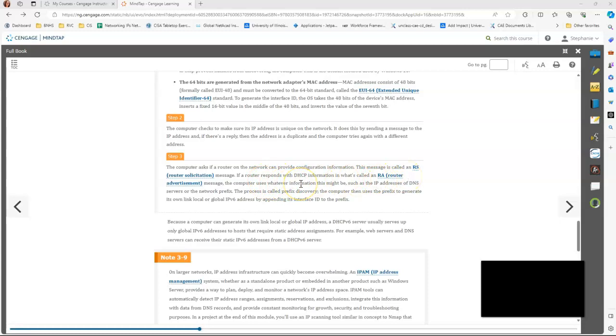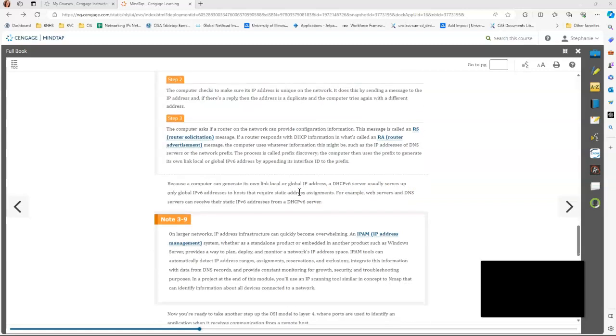message. And it can include the IP address of a DNS server, the network prefix. It can be many different things. Not many different things, but it can be a couple different things. And so it can start what's called prefix discovery, and the computer then uses the prefix to generate its own link local or global IP address depending on what that router advertisement states.